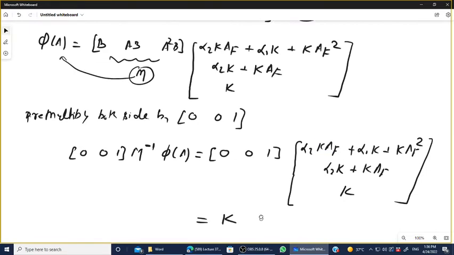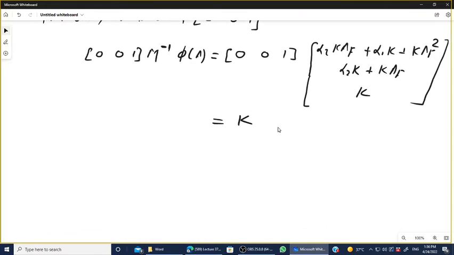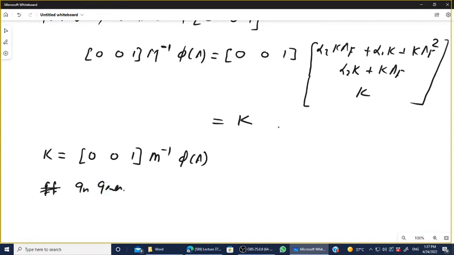It means the final value of K, if you want to find out, is nothing but 0 0 1. You have to multiply it with the inverse of the model matrix, and then the characteristic polynomial phi A. If you want it in general terms, you can say that for an nth order system, it will become easier.